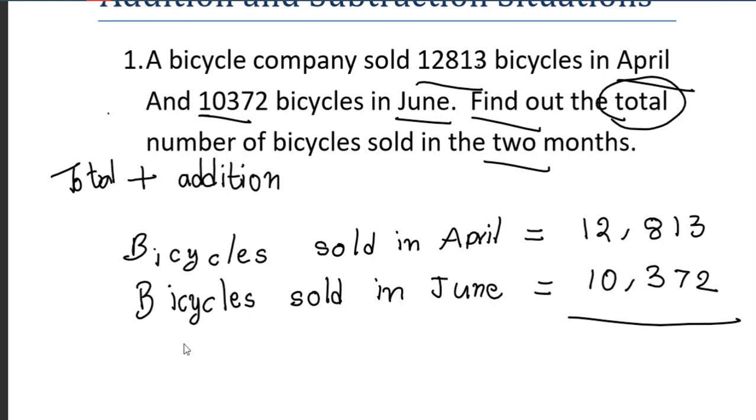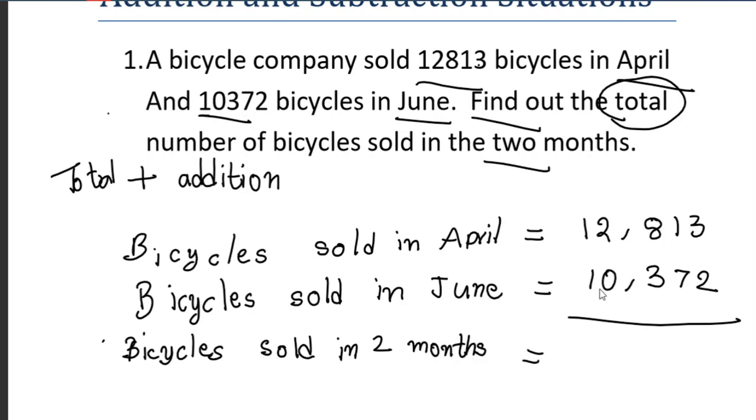So bicycles sold in 2 months. What did he ask? He asked bicycles sold in 2 months. Okay children, so how do we get the total? By addition. So do the simple addition children.